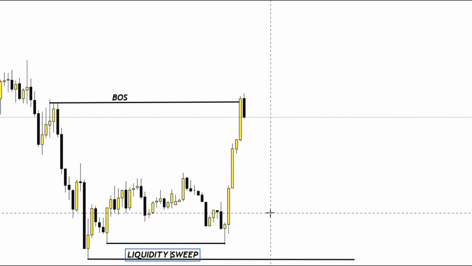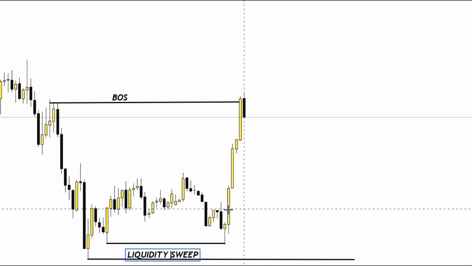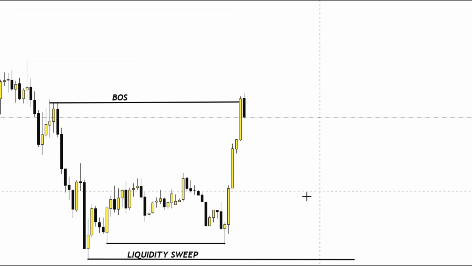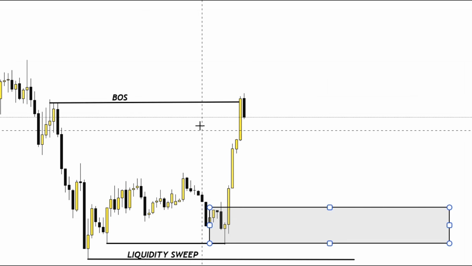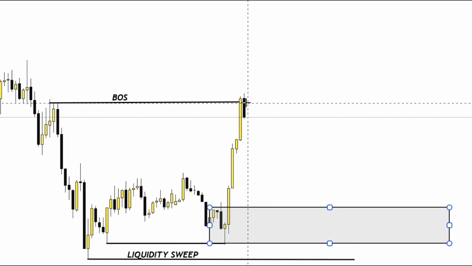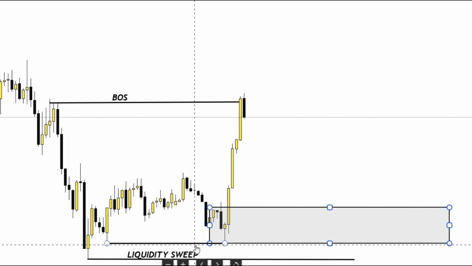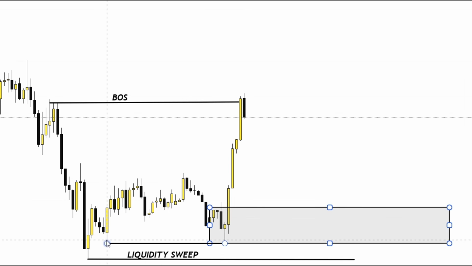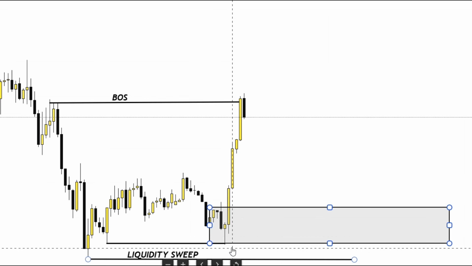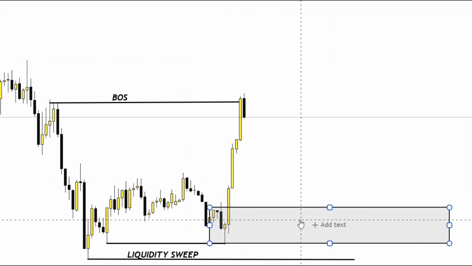So when we look at these three confluences, we're looking at demand here, we're looking at a break of structure, this displacement, and we're looking at a liquidity sweep. Liquidity at the bottom of these lows was swept. Then we look at this demand zone as a strong zone to consider for our entry, looking for a 3-to-1 risk to reward.